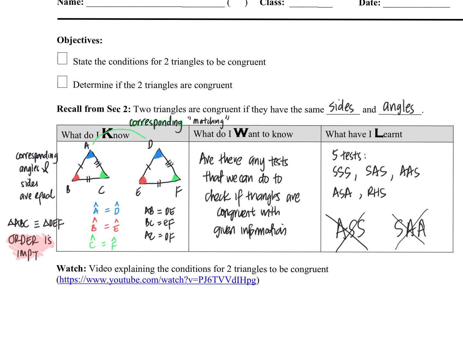Okay, every year I see this, or SSA. All these don't have. Only strictly these 5. Tested and proven to show that two triangles are congruent. So all these combinations don't work. Only these 5. Remember?